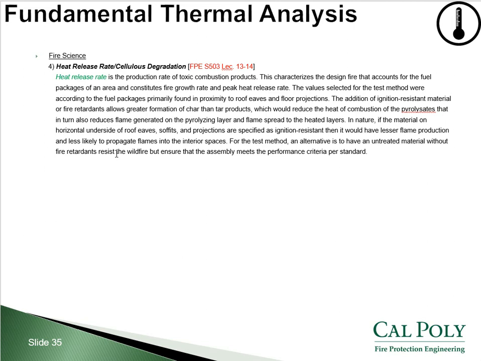The addition of ignition-resistant material or fire retardants allows greater formation of char than tar products, which would reduce the heat of combustion of the pyrolysates that in turn reduces flame generated on the pyrolyzing layer and flame spread to the heated layers. In nature, if the material on the horizontal underside of the roof, eaves, soffits, and projections is specified as ignition resistant, then it would have lesser flame production and be less likely to propagate flames into the interior spaces. For the test method, an alternative is to have an untreated material specified without fire retardants to resist a wildfire, but ensure that the assembly meets the performance criteria per the standard.